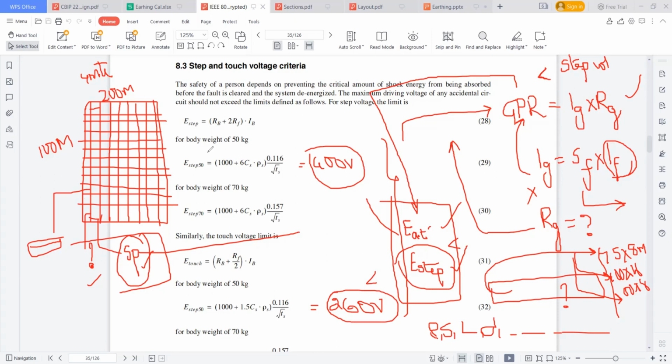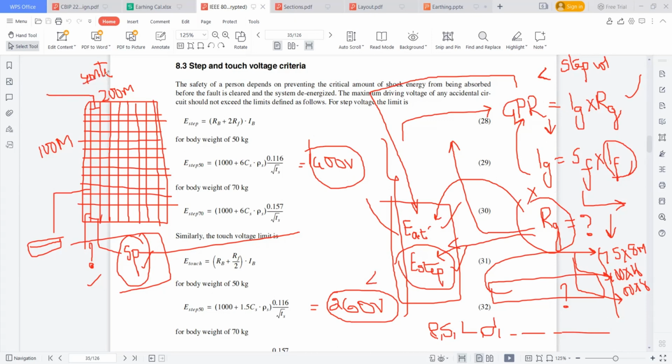If there are more parallel connections, in a parallel the resistance will come down. If the resistance comes down, the GPR comes down, and the same resistance is also a factor of these both. So these will also be low, and it may come below this value at some point. So that point is your spacing criteria.